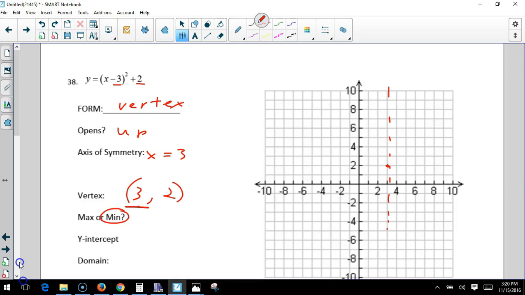Y-intercept, once again, we don't know that. To know that, we have two choices. FOIL this, and then add the 2. And if you think about it, -3 squared is 9, plus 2 is 11. So it's probably going to be at 0, 11. But we can also go to our calculator and check. And I do see that 0, 11. So 0, 11 is about right there.